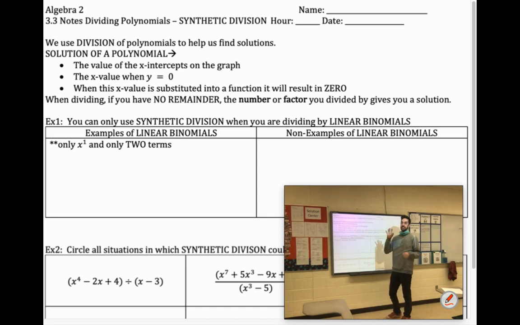Now we're going to get into synthetic division. So much fun. Again, we're trying to find zeros of a function, and that is when we have a remainder of 0.